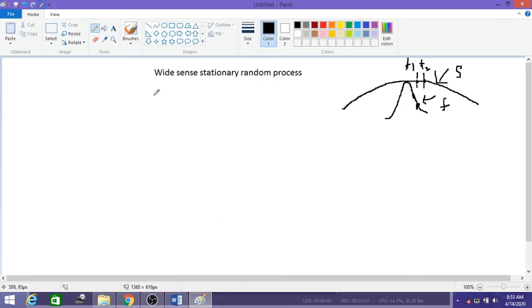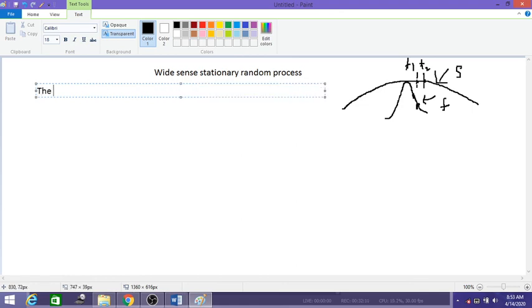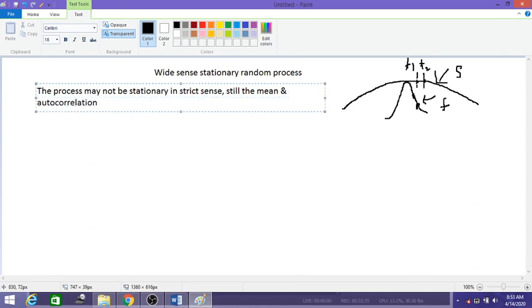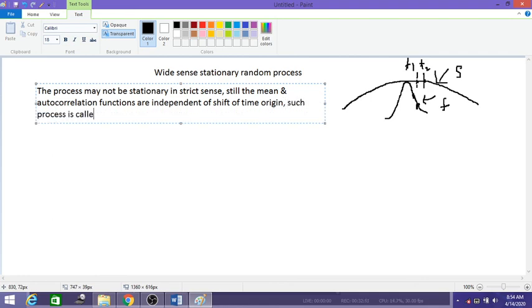So now let me write the definition for wide sense stationary. The process may not be stationary in strict sense. Still, the mean and autocorrelation functions are independent of shift of time origin. Such a process is called a wide sense stationary process.